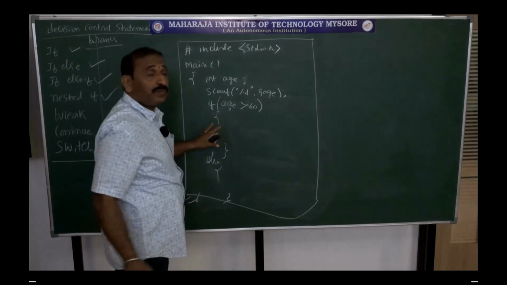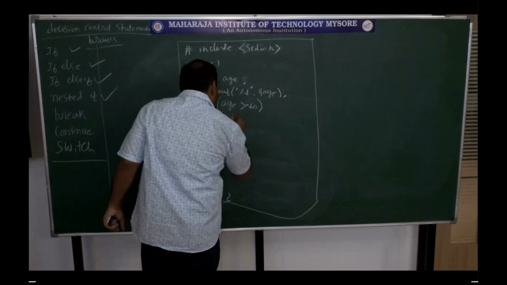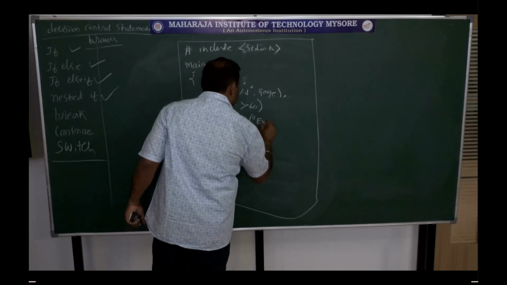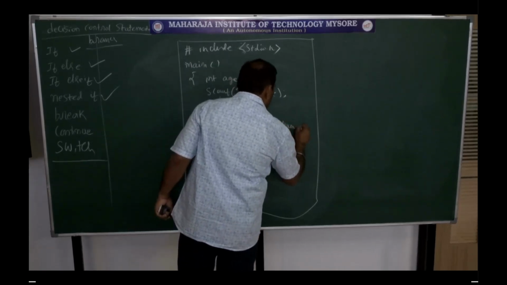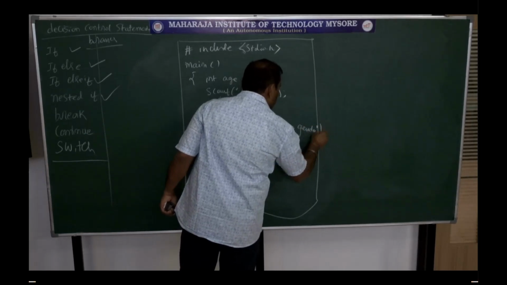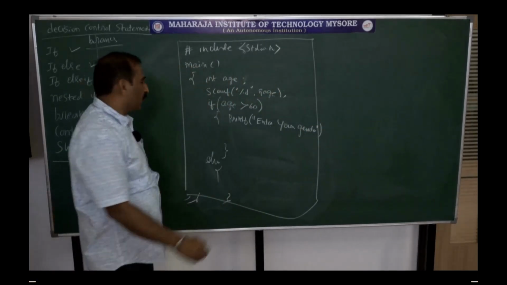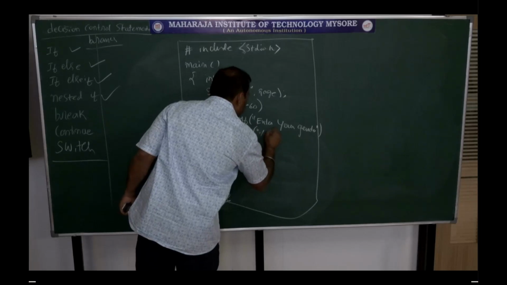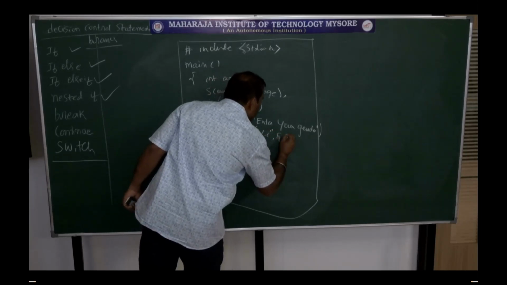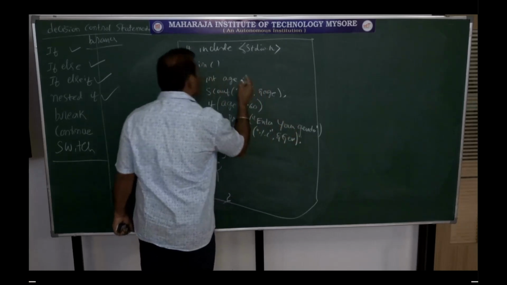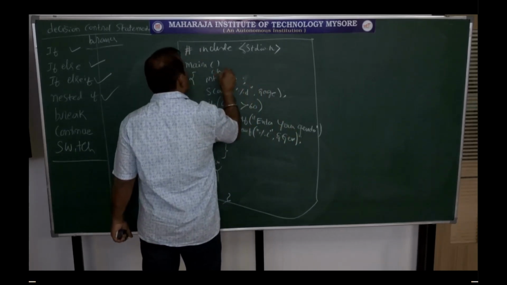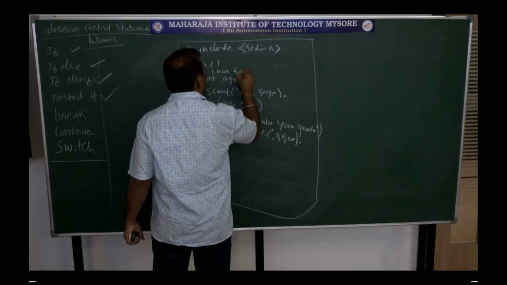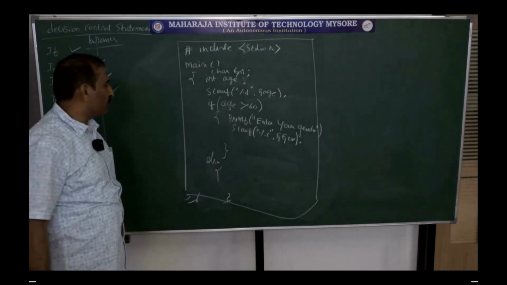When you write the program for this, age is greater than 60, see please, I am using again: please enter your gender. Scanf percentage C, ampersand GEN. So declare this as character GEN, character G, gender.